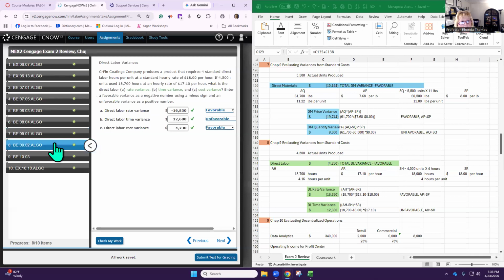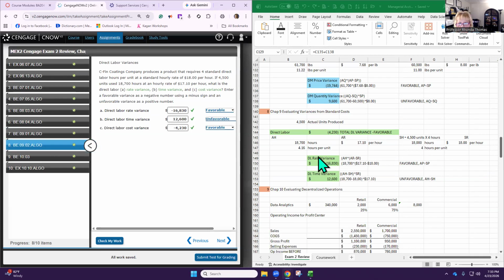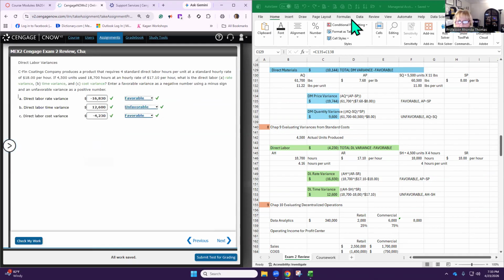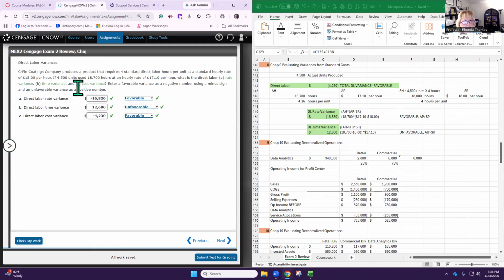All right, here comes the second one for our variances. And this one, we're going to evaluate direct labor. Okay, so we just did direct materials. Now we're going to do direct labor. It's kind of similar. All right, but for this one, let's find how many units they're producing. So units, 4,500 units. Yep. Fish that out. All right. And then your actual hours that were worked, 18,700 hours. We're paying $17.10 an hour. The standard is $18. Standard rate is $18.